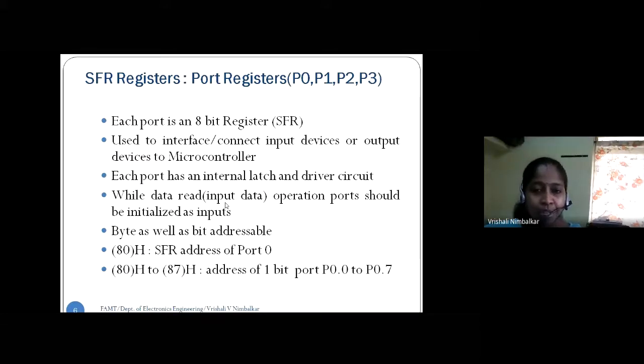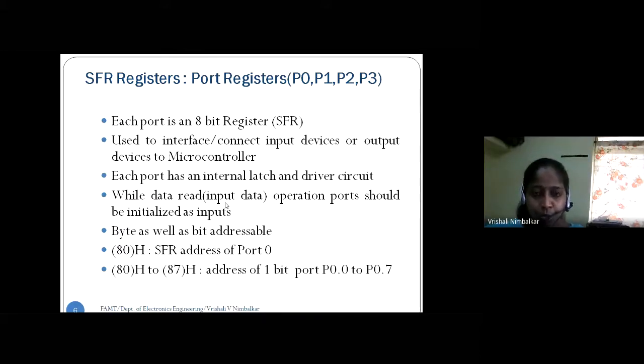But when I want to read the data from port 0, I should initialize it as input. What should I do? I should send logic 1 on every pin of port 0. So 1 1 1 1 1 1 1 1, 8 bits, means FF hex. When I send logic 1 on that port pin, then it starts behaving as an input. So that is called initialization.